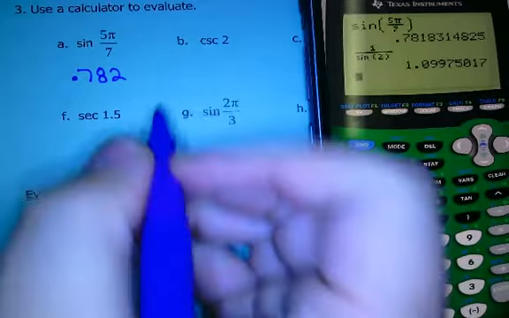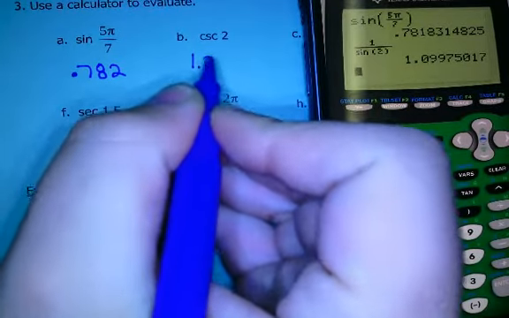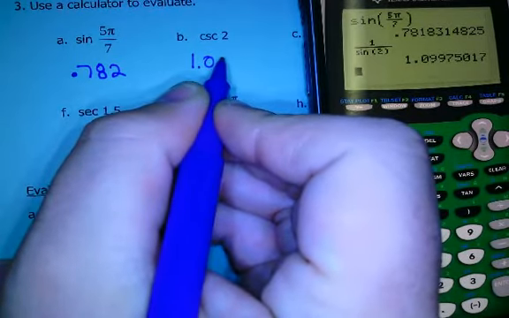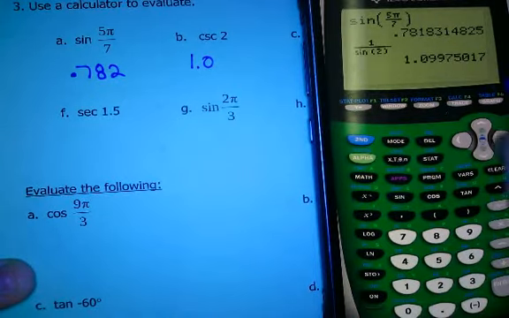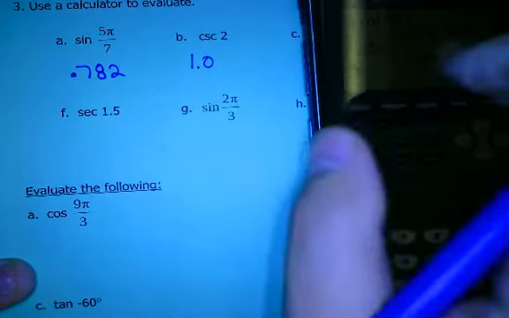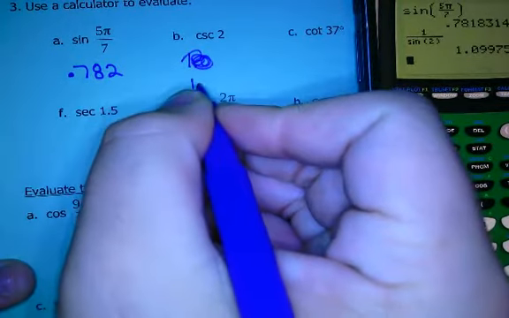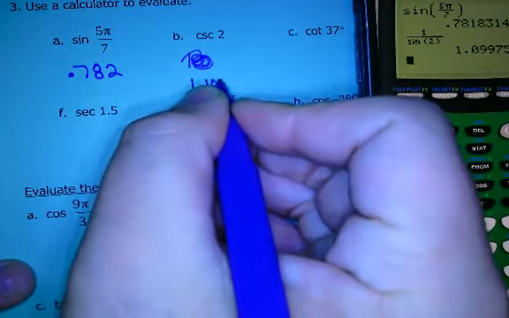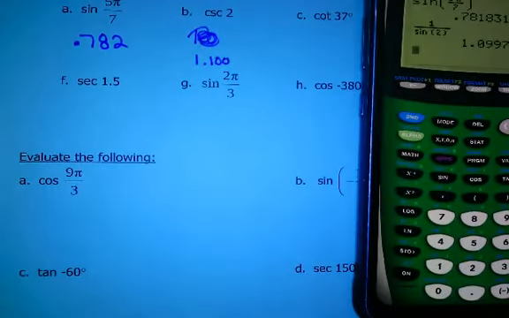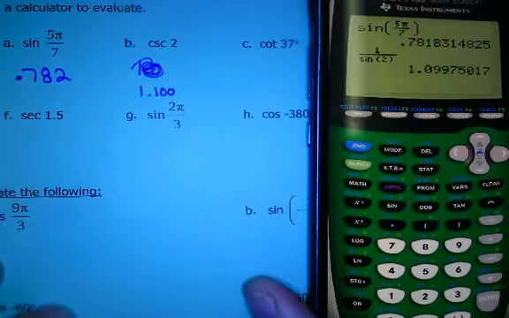So this one's going to be 1.099. Some people don't like that rounding, so let's just go with 1.100. If you put 0.99, I'm fine with that, because I'm cool with truncating.